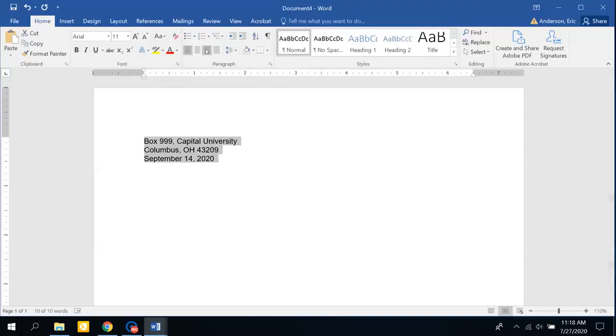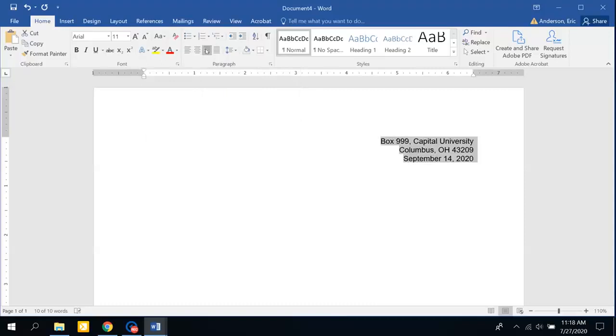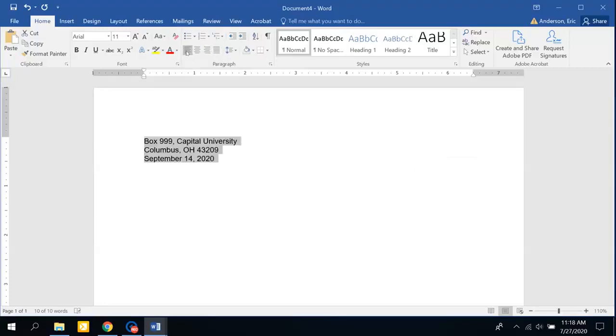What many students will do to move this information over to the right hand side is they will use the Right Justify, Align Right button in the ribbon. Don't do this. This is not a business format, and you don't want to right justify, nor do you want to fully justify your text. You want to have a common left margin.